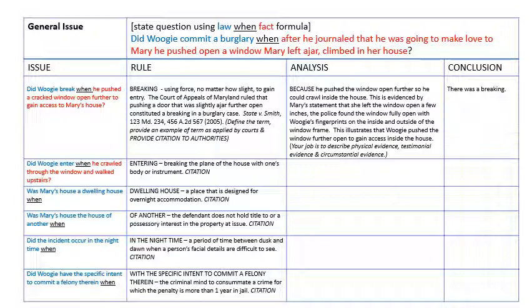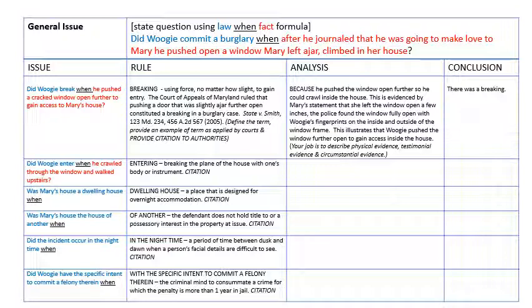Your conclusion, there was a breaking, is ultimately going to be your thesis when you are writing an analysis paragraph with it. So literally, your thesis could be a reframing of the issue even. So you could have a thesis statement that said, Woogie broke when he pushed a cracked window open further to gain access to Mary's house. So your issue and your conclusion are often very much aligned, and your issue can actually turn into a great thesis statement by simply changing it from a question to a statement.